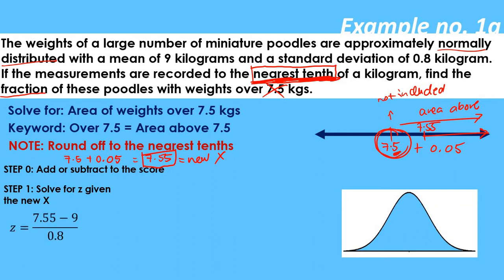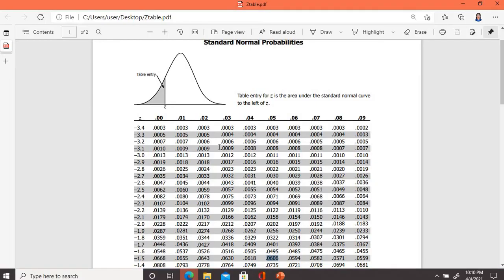So substituting to the formula, x minus mean all over standard deviation. x is 7.55, mean is 9, standard deviation is 0.8. Solve it and you'll get approximately negative 1.81. So next step is to identify the area below. So that will be negative 1.81. We're going to use the z table.